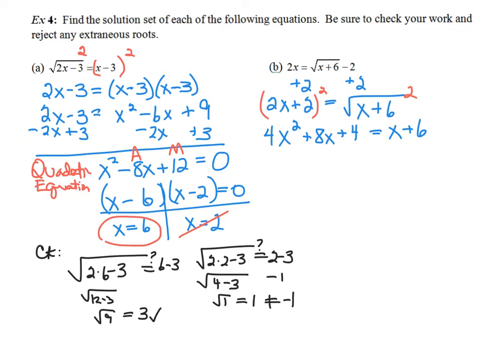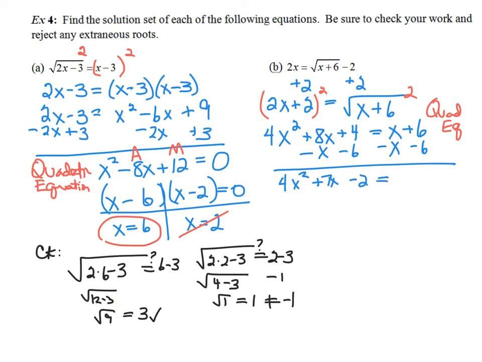Again, I see that I have a quadratic equation, so I need to follow the steps for solving a quadratic equation. I'm going to put it in standard form by subtracting x from both sides of the equation and also subtracting 6. So I now have 4x squared plus 7x minus 2 equals 0. Now there's no GCF in this quadratic equation, so that tells me that I've got to do some factoring because I've got a number in front of the x squared.